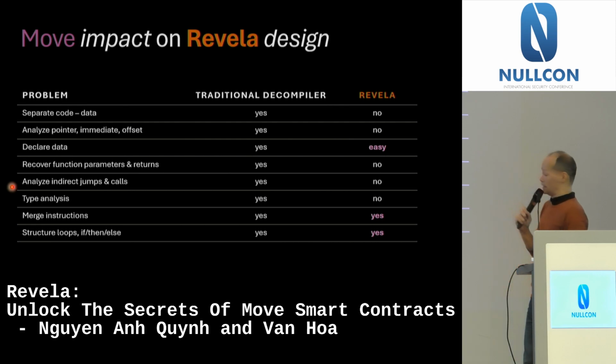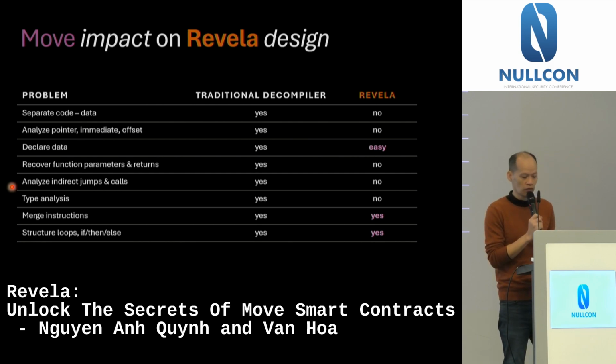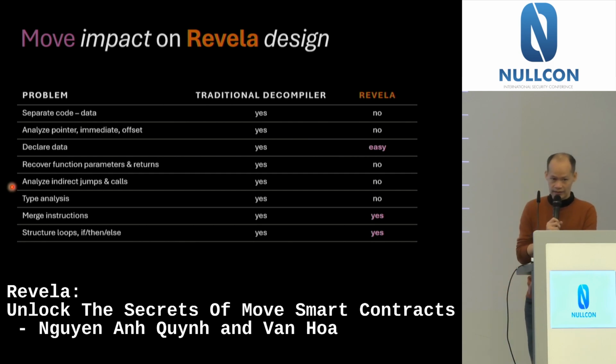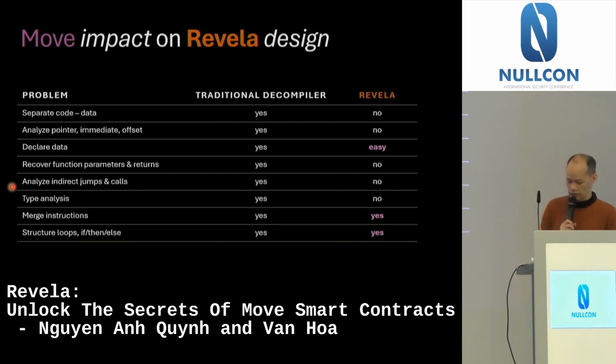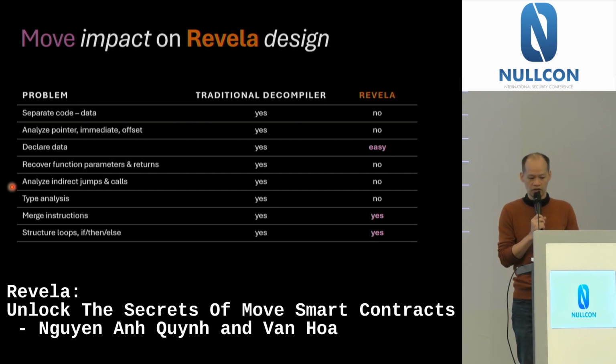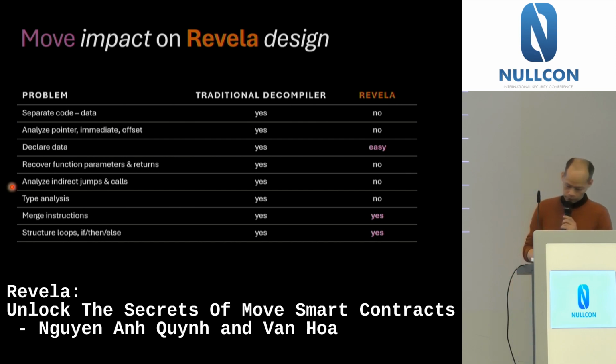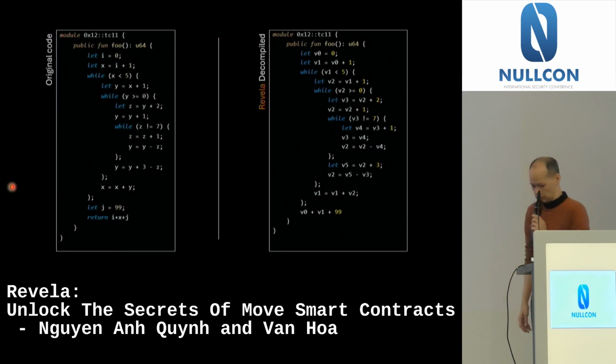But there are still many things to do. You can see that the design of Move makes it quite easy for Revela to implement, because we can skip many traditional issues. But we still need to restructure the source code from the low-level bytecode. We still need to understand and perform compiler optimization. And we need to recover structures like loops or branch conditions like if-then-else. So it's easier, but it's actually not easy. There are still many things to do.